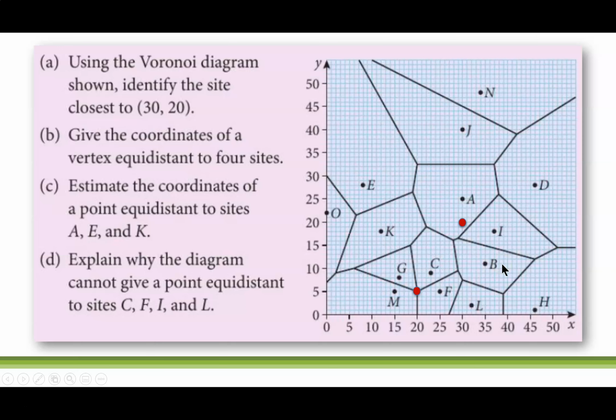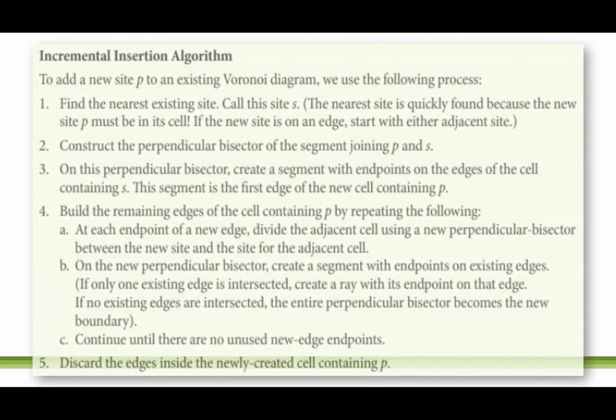Estimate the coordinates of a point equidistant to sites A, E, and K. I would guess it's probably in around there somewhere. It would have to be on the line, the perpendicular bisector that separates A and K. I would guess around there somewhere. Hard to say exactly. And explain why the diagram cannot give a point equidistant to sites C, F, I, and L. Well, B is in the way there. There's no perpendicular bisector between I and L, so it's impossible to say what's going on there right now with the diagram as it is.